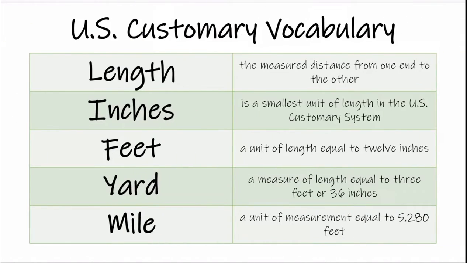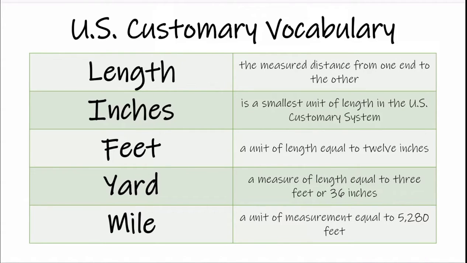The U.S. customary vocabulary. So we have a few vocabulary words. We have length, inches, feet, yard, and mile. So length is the measured distance from one end to the other. Inches is the smallest unit of length in the U.S. customary system.